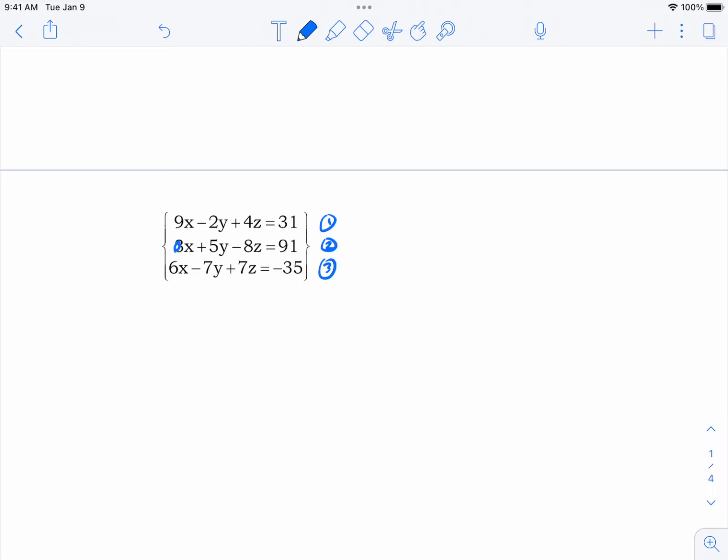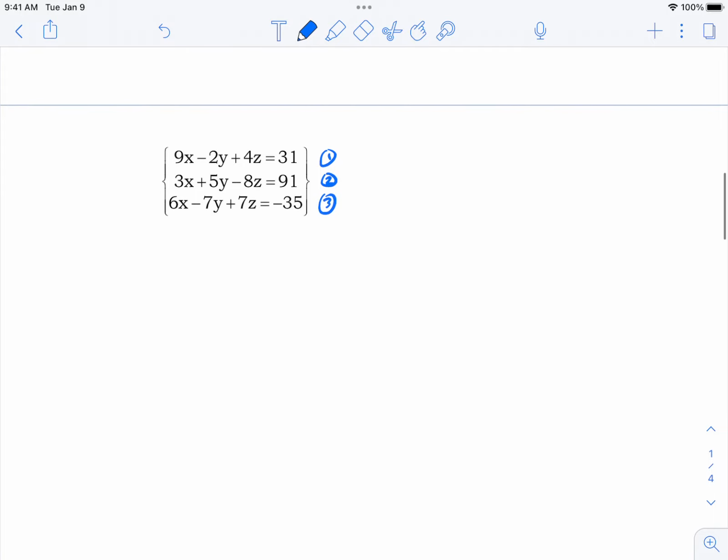My attention is drawn to the x's, actually, because I know I can triple the 3x to make a 9x, and I can double the 3x to make a 6x. So I'm thinking it'll be pretty easy to get rid of x terms, actually. So that's going to be my strategy.